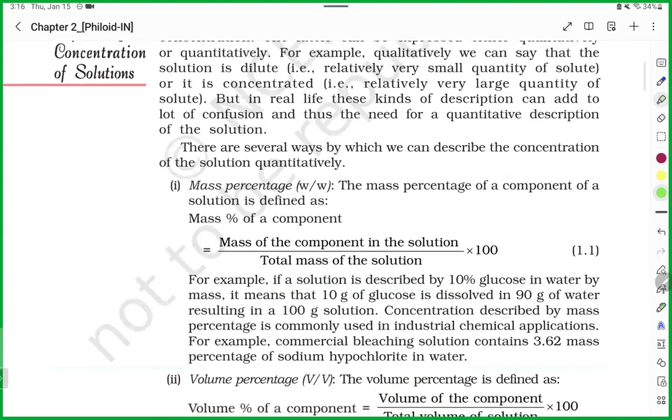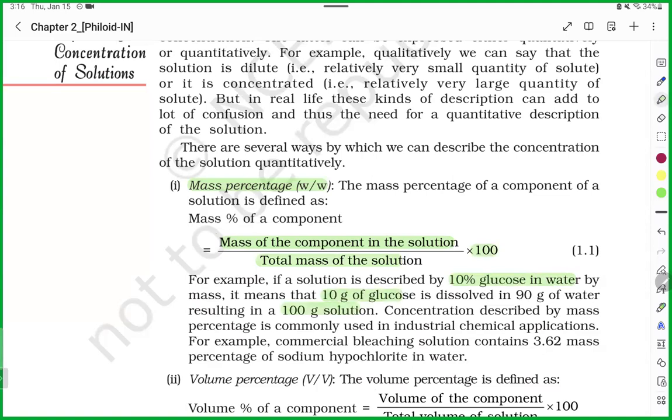Mass percentage, a given mass of the solute in solution. So mass of the component in the total solution. It could be solute or solvent. Example, this is already given. If you have 10% glucose in water, it means if you have 100 gram of solution, 10 gram is glucose, 90% is water.